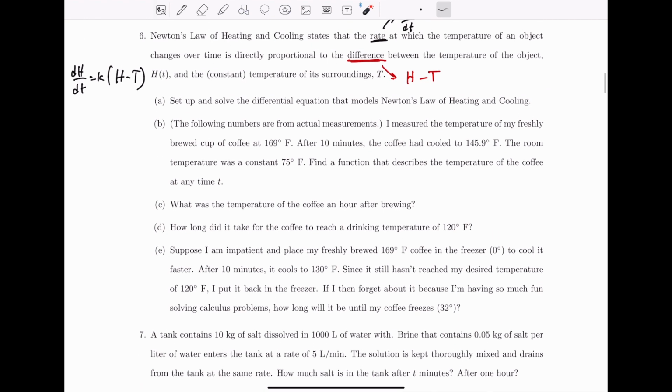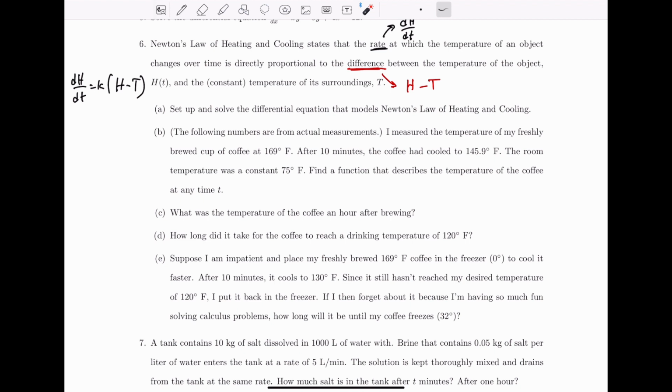Now remember, Newton's law of heating and cooling says that the bigger the difference is between the temperature of the object and the temperature of the surroundings, the larger the value of the rate of change. So this makes sense. The larger the difference between the temperature of my coffee and the temperature of the surroundings, the faster it'll cool down. Coffee will cool down faster if you put it in the freezer. So I put it in the freezer to cool down.